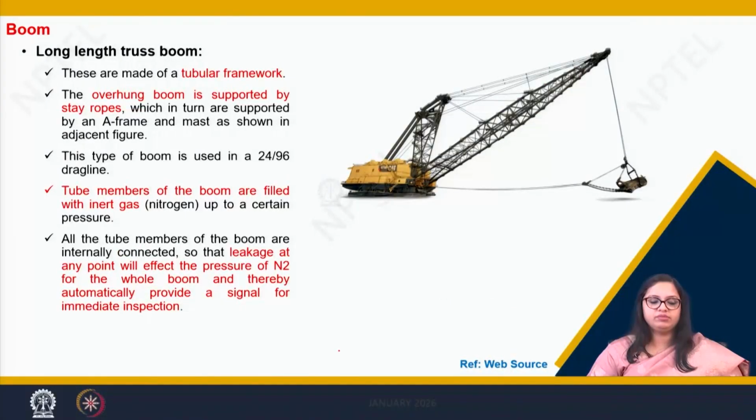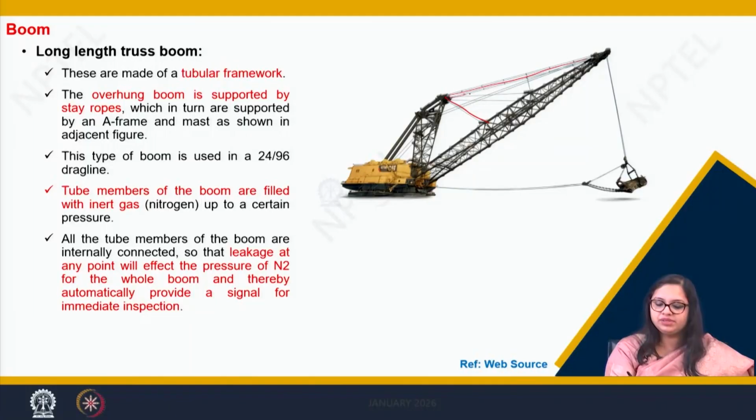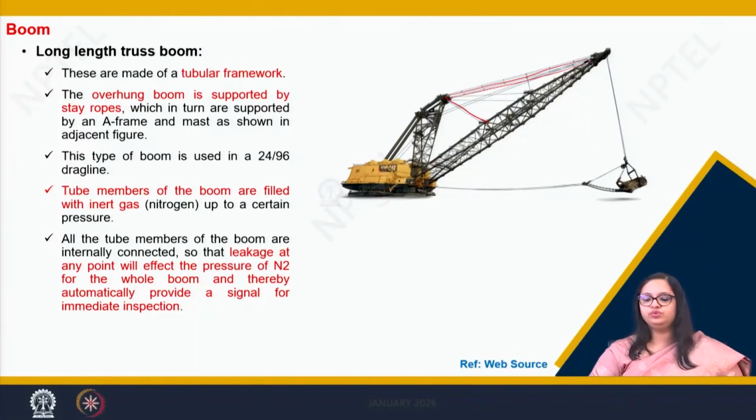Now, when we talk about long length truss boom, it also has a tubular framework where the length is very long, and due to its longer length it is an overhung boom which is supported by stay ropes. Here you can see there are multiple stay ropes which are used for the stability of this boom.